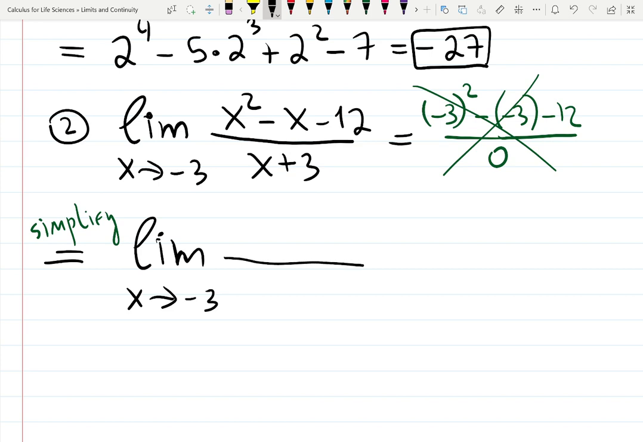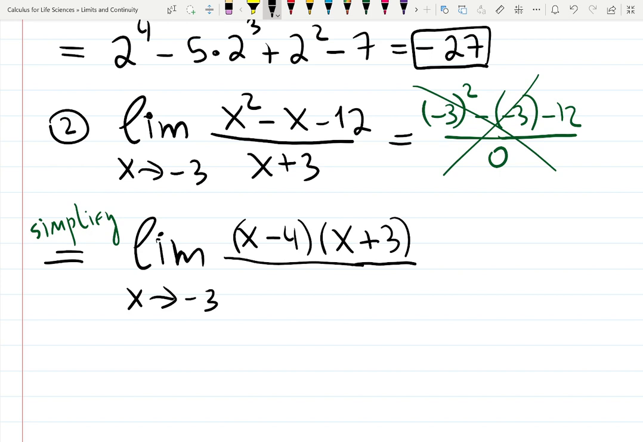Well, any suggestions? You simplify. The denominator is already simple. The numerator, how would you do it? Factor. Let's do factoring, complete the square, whatever you know. If you don't know, use the quadratic formula. It always works. So who can tell me what the numerator will look like? x minus 4 and x plus 3. Do you all agree? Anyone needs an explanation? How did we get this?